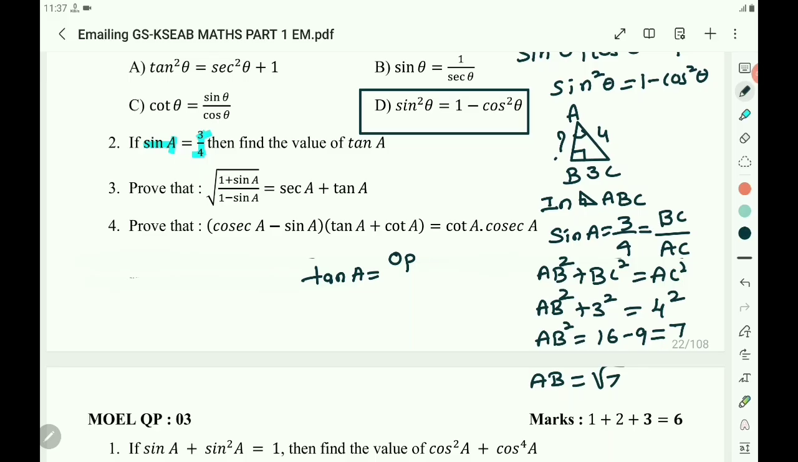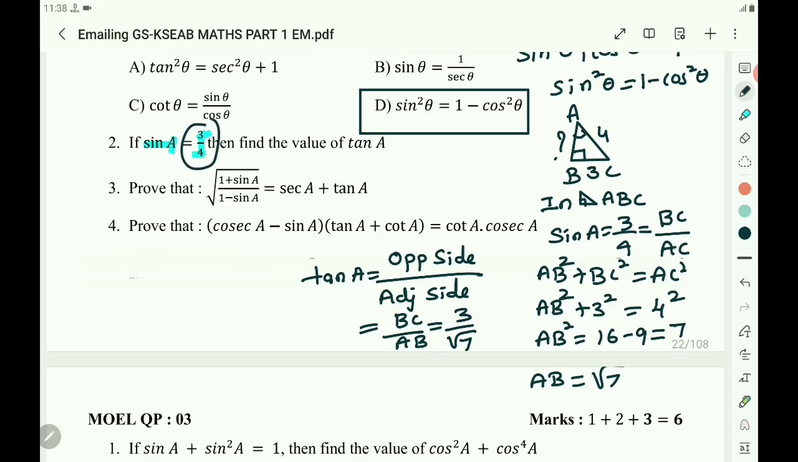opposite side by adjacent side. Opposite side for angle A is BC, adjacent side is AB. BC is 3. AB is root 7. So the ratio is 3 by root 7.